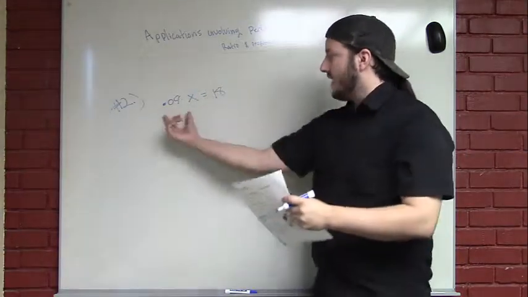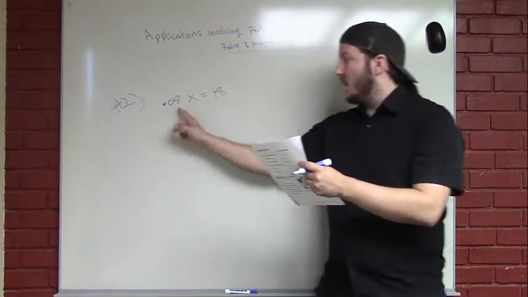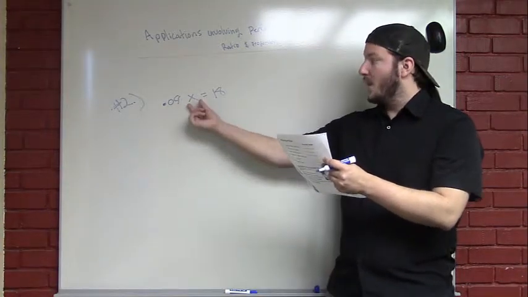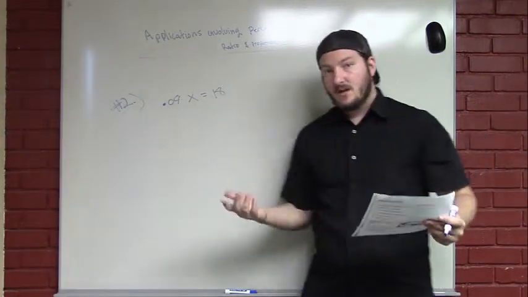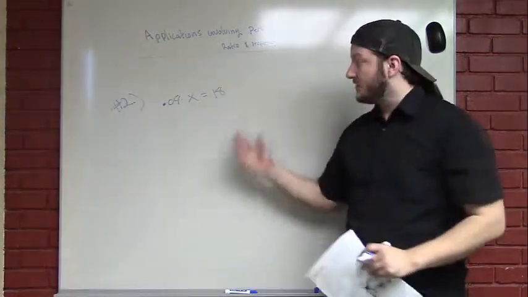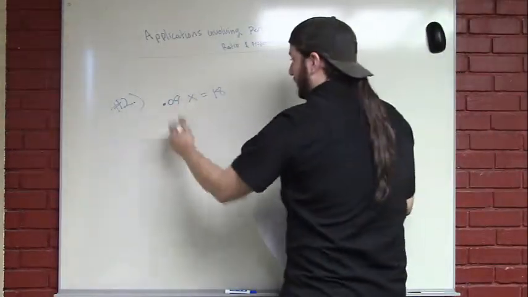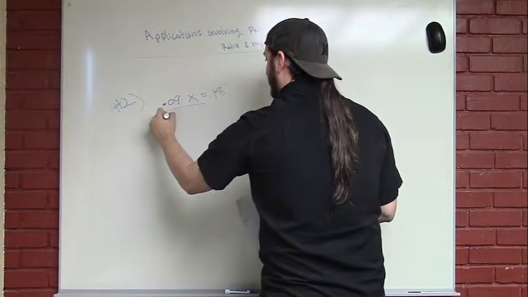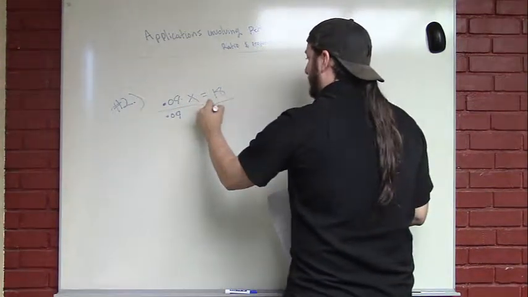Okay, again, I'll reread the problem. 9% of, multiplication, what number, x, is means equals 18. That is it. No formulas involved, nothing. Just, boom, straight to the point. And then you just solve for x. You're going to divide this by 0.09. Divide this by 0.09.